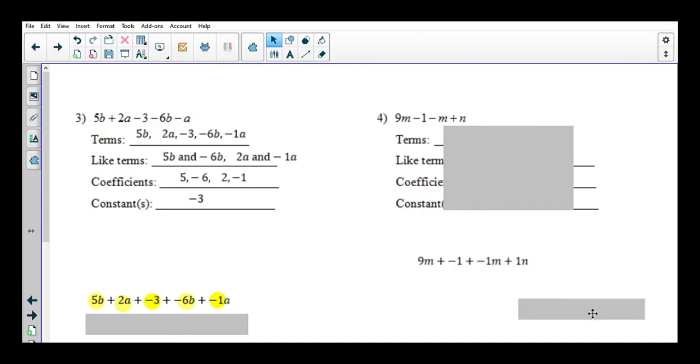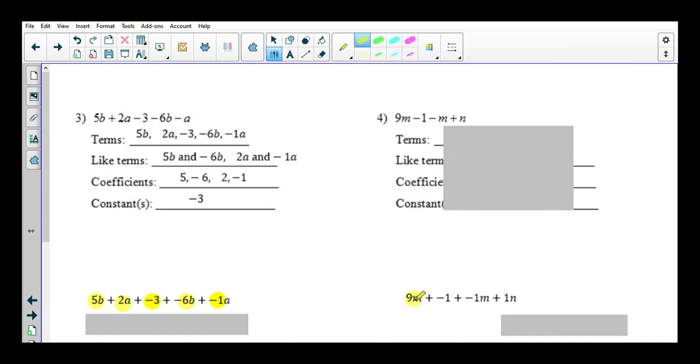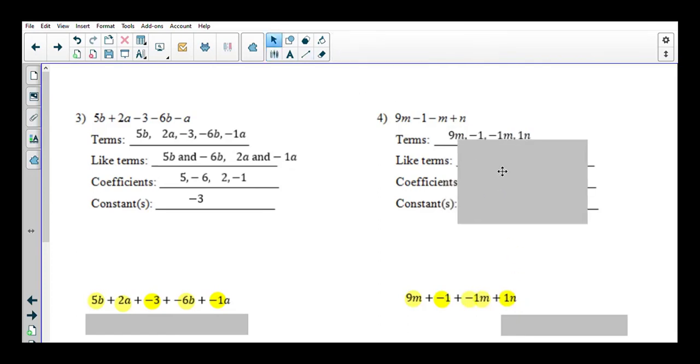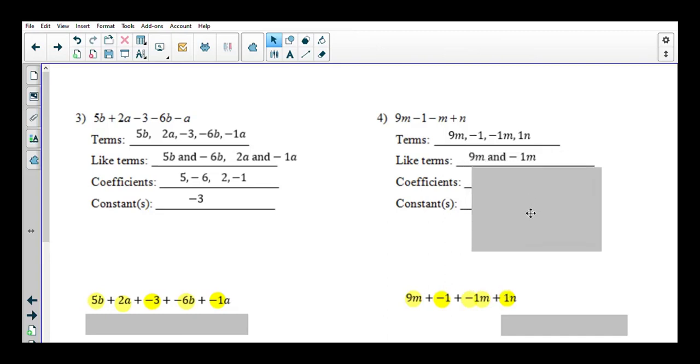I rewrote that using addition, so it was 9m plus negative 1 plus negative 1m plus 1n. My terms are going to be the things that we add. That's 9m, negative 1, negative 1m, get that negative in there, and 1n. So let's make sure we have those listed. 9m, -1, -1m, 1n. Like terms, we have one pair. We've got two terms that contain m's. That will be 9m and -1m. No n's as like terms in this case, since I don't have anything to pair the 1n with.